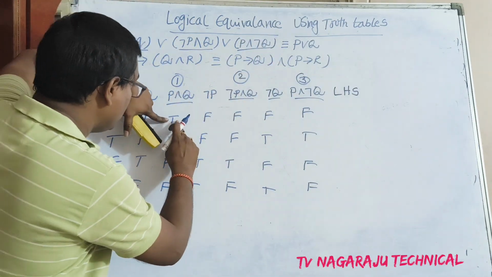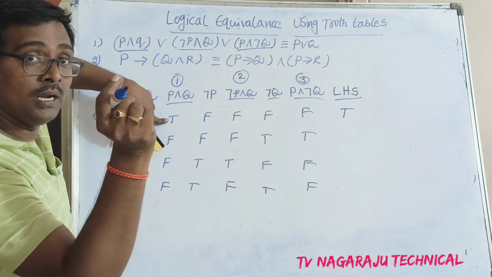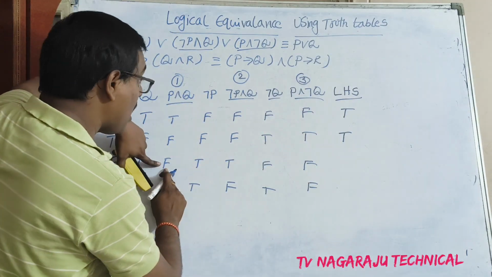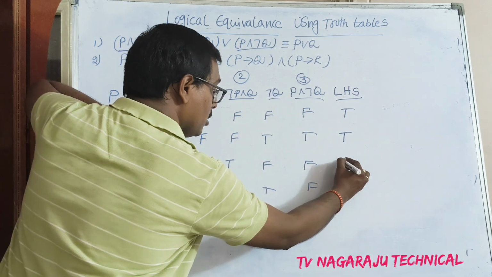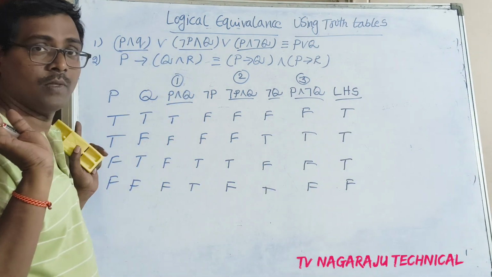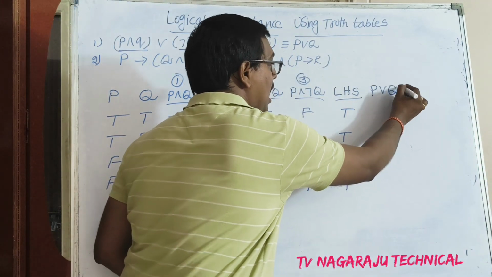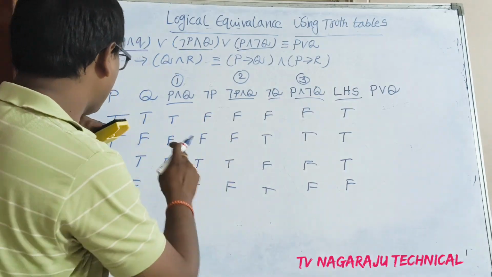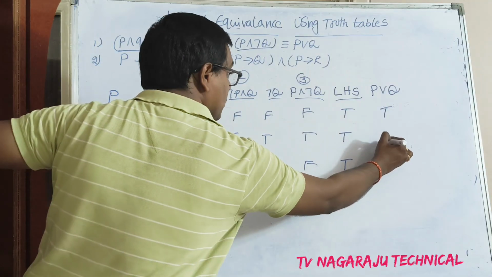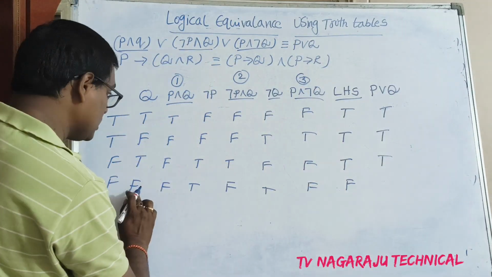Do the OR operation. What is the answer? True. If any one is true, the result is true. So the LHS is true, true, true, false. Okay. Now calculate the RHS, P or Q. True or true is true, true or false is true, false or true is true, false or false is false.